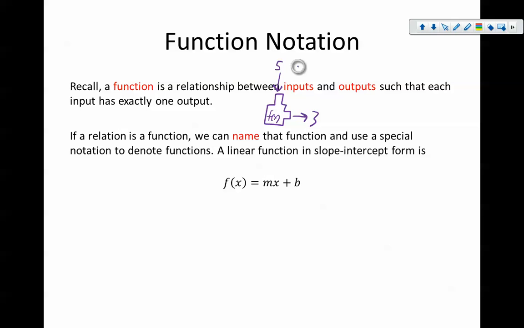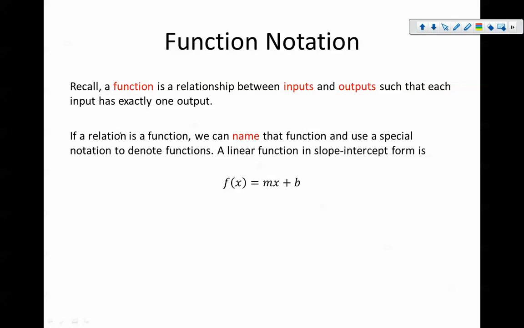If I put two things in and they come out to be the same thing, like I put a 5 in and I get a 3, I put a 6 in and I get a 3, that's also okay. That's an alright thing to have happen. But what can't happen is I put a 5 in and I get out a 2 and a 3. That's bad. That makes it not a function. So a function is a relationship between inputs and outputs where each input has exactly one output. If it has more than one, it doesn't work.